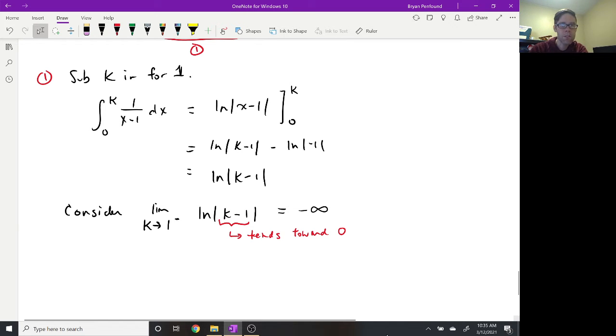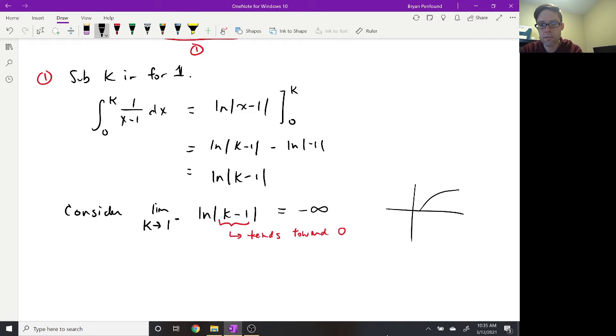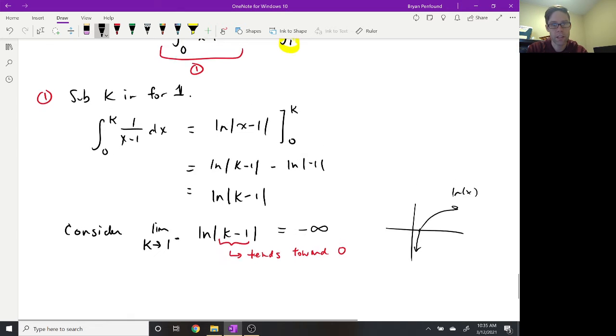Okay, so this just comes from our understanding of what the natural logarithm looks like. It's a function that looks something like this. So as that inside portion gets closer and closer to 0 from the right-hand side, we have that vertical asymptote for this logarithm. So this very first integral that we've done, the integral from 0 to k of 1 over x minus 1, we already know that it's not possible to find an area for this particular integral.